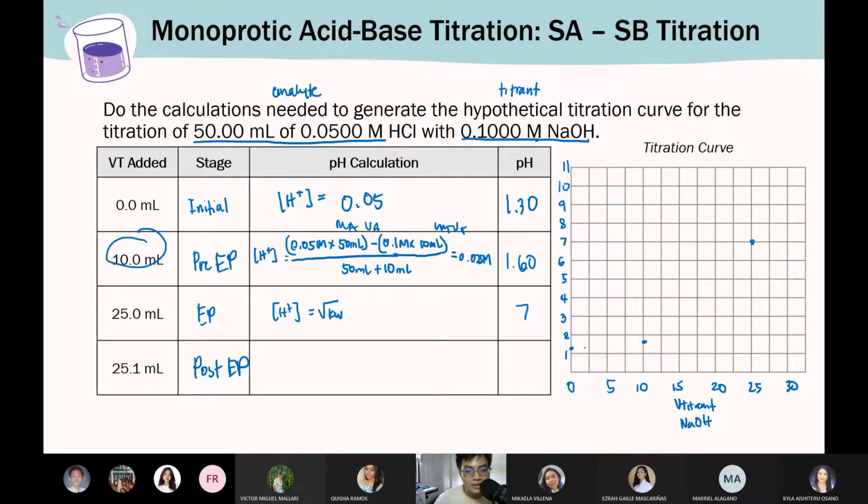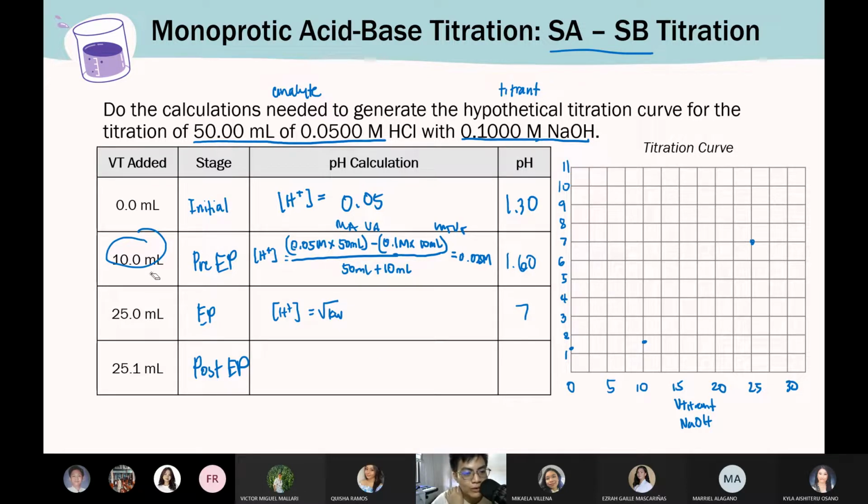Okay? So, yan yung progress ng titration curve natin. So, 1.3, 1.6, to 7 agad at equivalence point. Wala nang solution dyan. Basta, SASB, 7 agad kapag equivalence. Okay? Kahit di ka na mag-solve. May ganyan sa quiz pero onti lang. Pag natapat yan sa inyo, swerte ka.